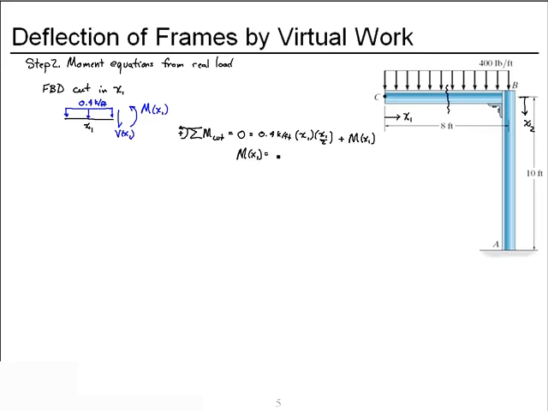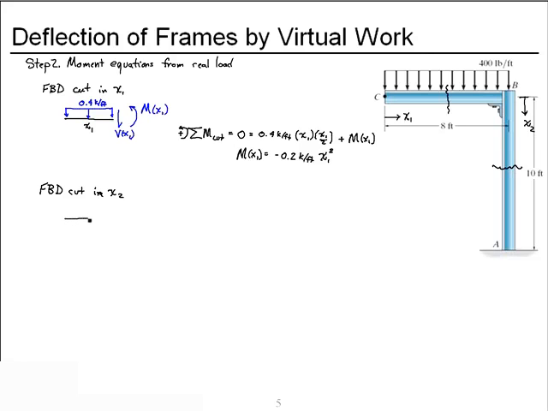and my equation for moment is minus 0.2 kips per foot x1 squared. Now for our next moment equation, we need to cut it somewhere between A and B. I'll cut it there, we'll say. Draw a free body diagram of the section. Cut in the x2.